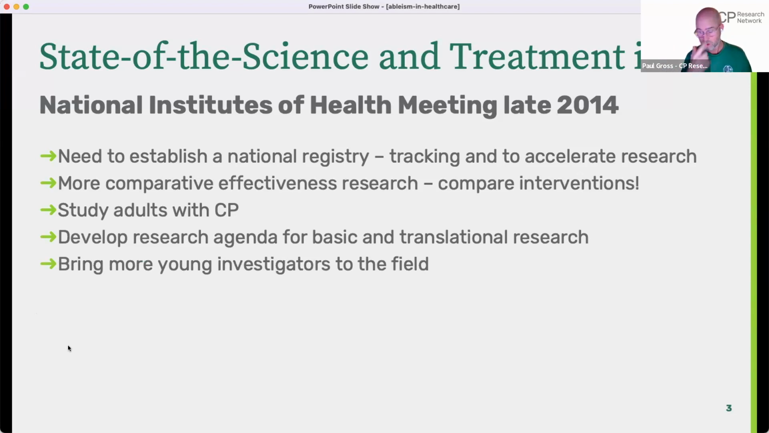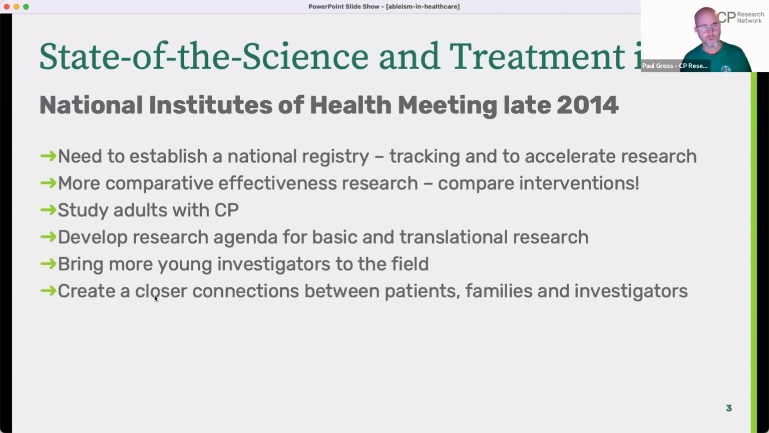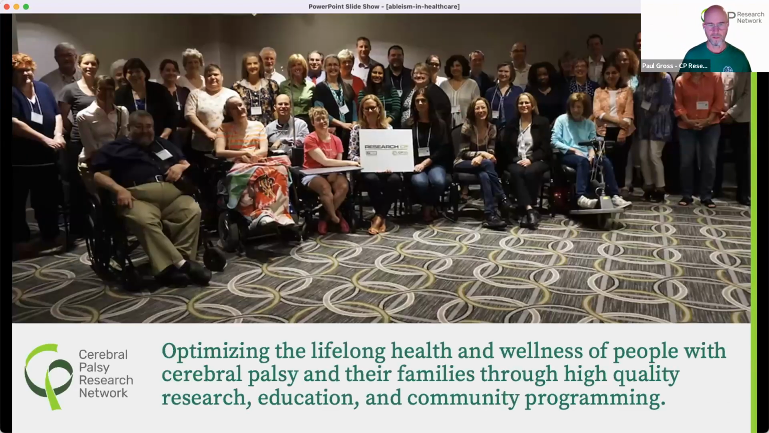To bring more young investigators into the field was a really important thing. When we looked around the room of that 2014 meeting, there was a lot of gray hair and really a need to kind of grow the field. And then there was a real need to create closer connections between patients, families, and investigators. And these things ended up becoming the mission of the CP Research Network.